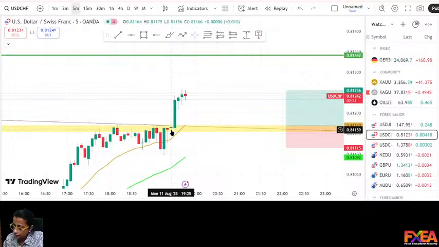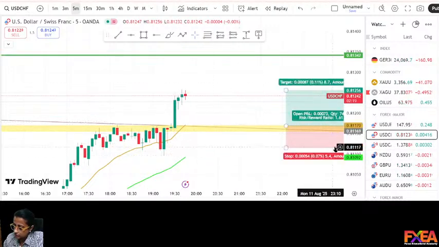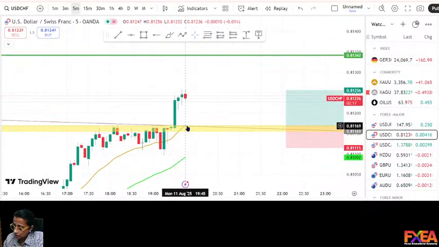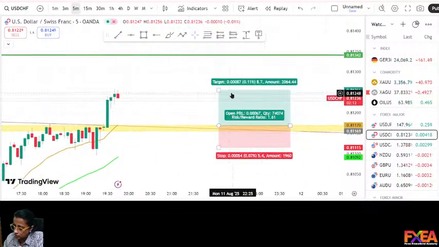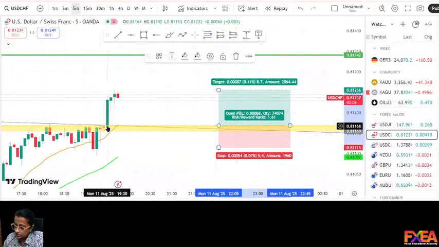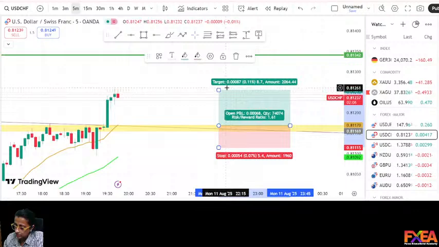USD CHF, has anyone taken USD CHF? If anyone has taken this trade, it has almost reached the target. Yes, it has already reached the target here.